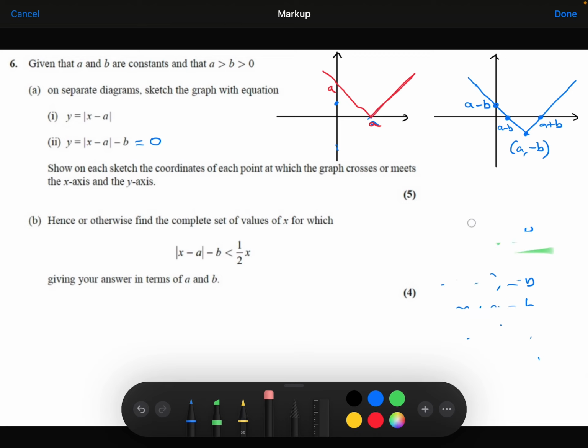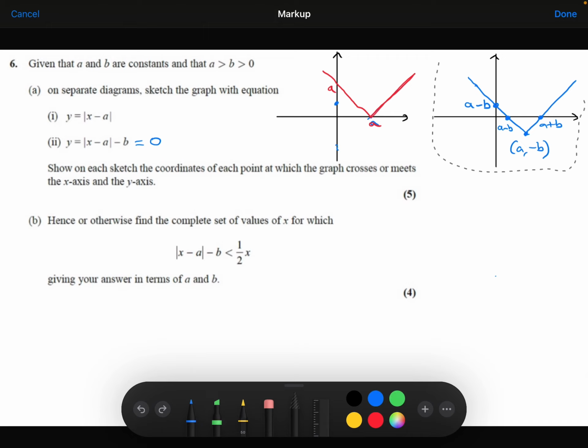Let's move on to part B now. Hence, or otherwise, find the complete set of values of x for which the modulus of x minus a, minus b, is less than a half x, giving your answers in terms of a and b. Well, note that this is what we just drew. So when is that less than a half x? So to help me, let me draw a half x onto the graph that I've just drawn.